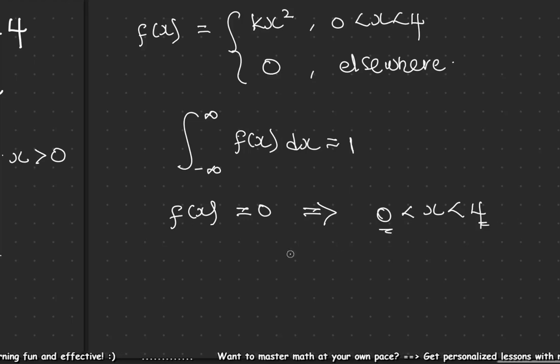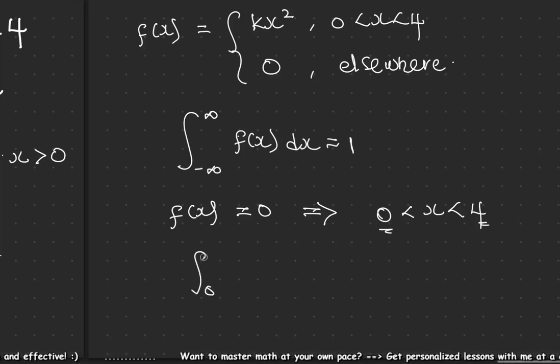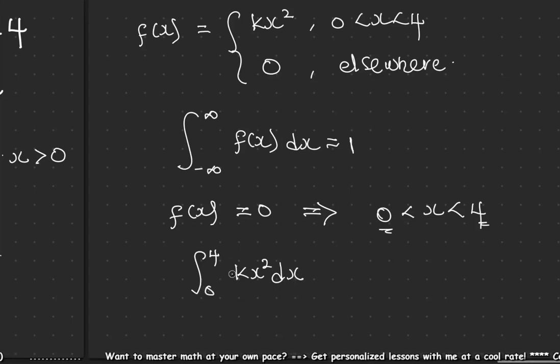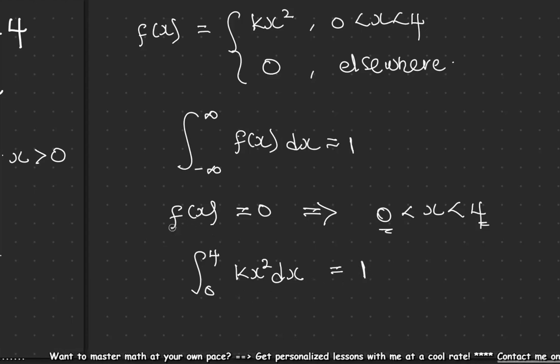All right, so it means we are going to find the integral of k x squared dx from 0 to 4. Right, we are saying it should be equal to 1. This is what is going to help us solve for our k. So what do we do now?